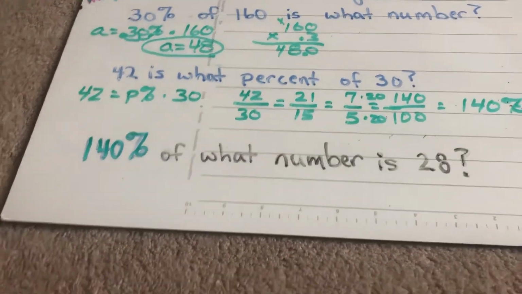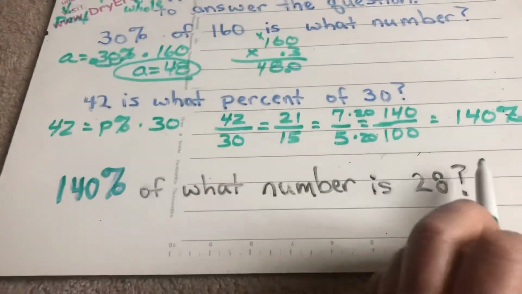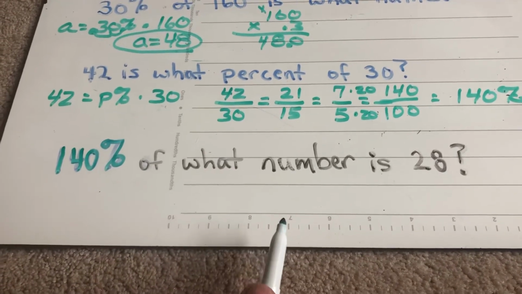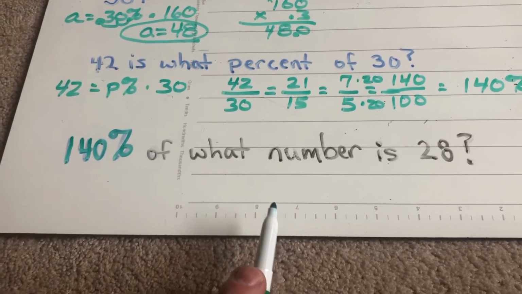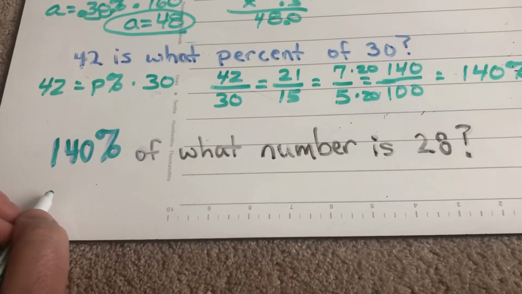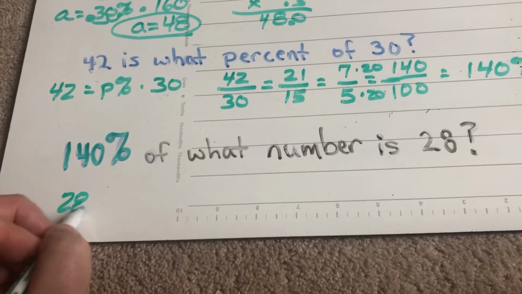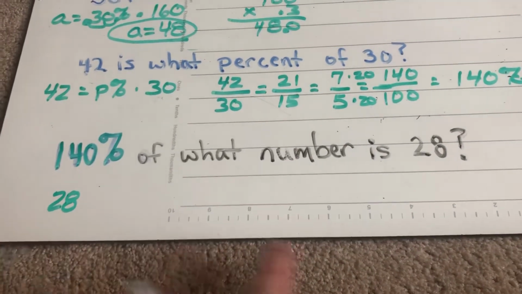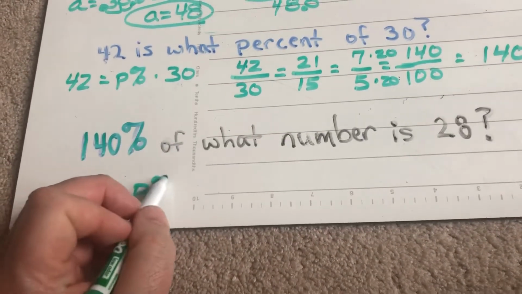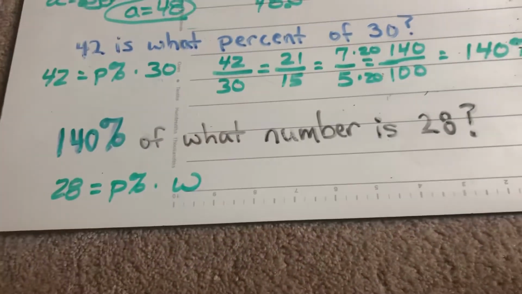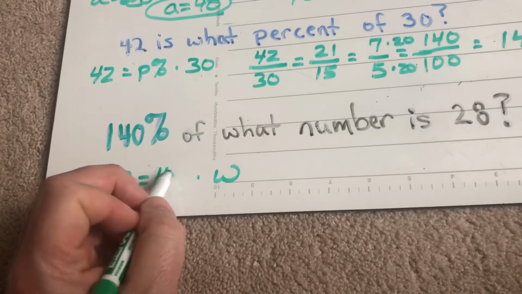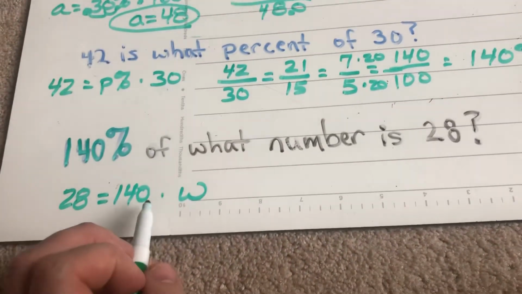140% of what number is 28? Well, that was not planned, that we're just sticking with 140%, but that's the way it worked out. 140% of what number is 28? Okay, so once again, we know what part of the whole is. Part of the whole is 28, because 28 represents the 140%. We also know that that equals percent times the whole group, which in this case is going to be 140. But remember, it's 140%.